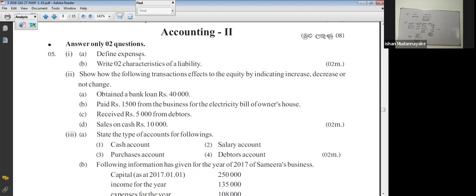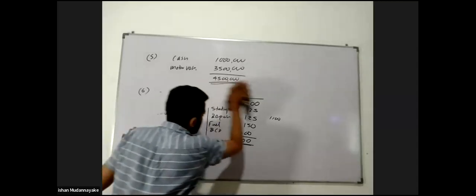Right, look at question number 5. Define expense. How to define expense? Outflow of money, outflow of resources. It's the reduction in equity except due to drawings. Yes, how to define expenses? We are discussing question number 5.